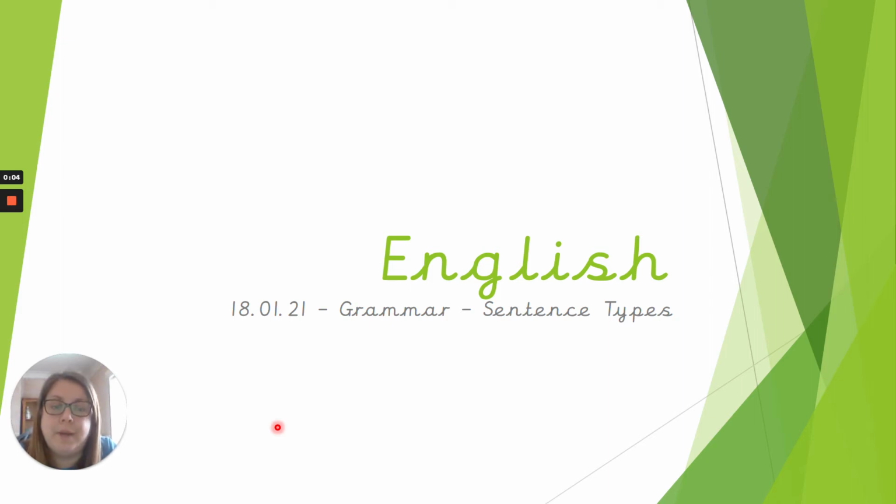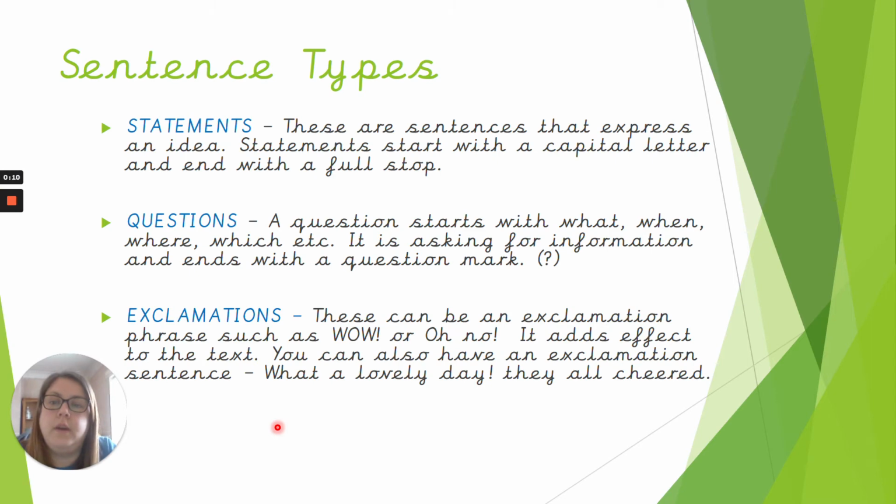Today is our grammar lesson and we're going to look at different types of sentences. So we've got three different types of sentences that we're going to look at. We've got a statement, a question or an exclamation sentence. Remember, a statement is a sentence that expresses an idea. They start with a capital letter and end with a full stop.